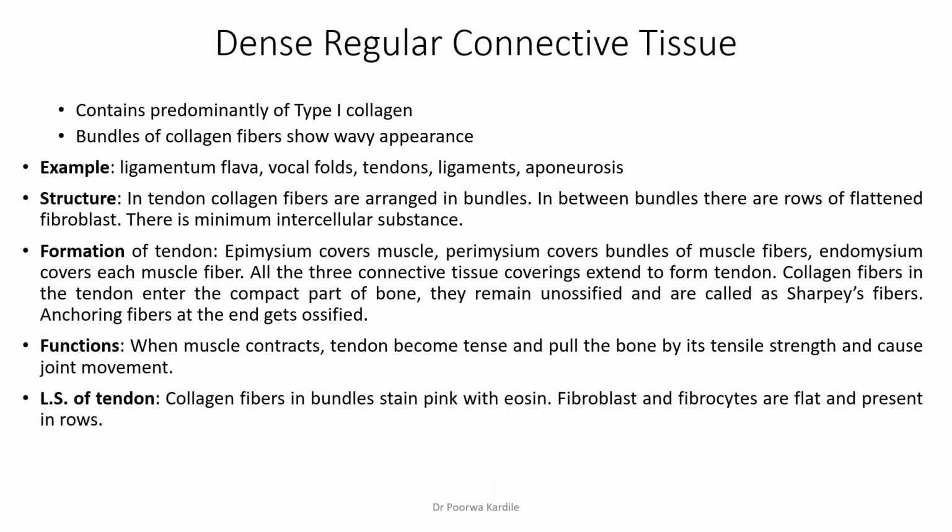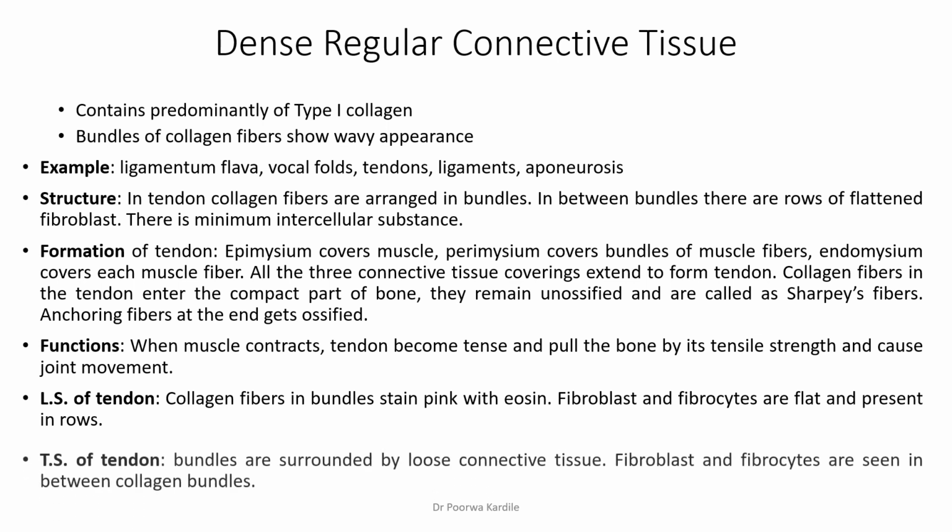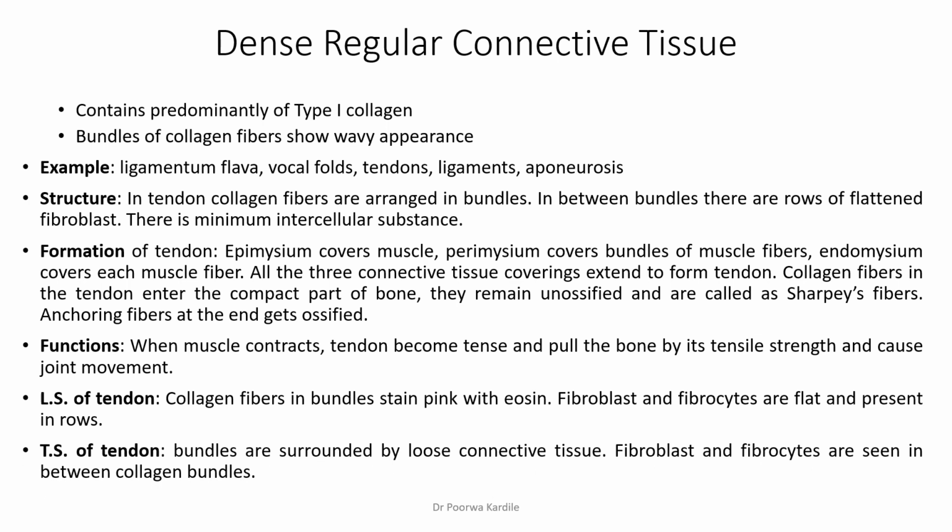In slides we have longitudinal section as well as transverse section of the tendon. In longitudinal section we can see the bundles of collagen fibers which stain pink. In between we can see fibroblasts and fibrocytes. They are flattened, and we can see their violet colored nuclei in rows. The transverse section mainly shows the supportive framework of connective tissue. Here the bundles are surrounded by loose connective tissue. Again we can see fibroblasts and fibrocytes in between the collagen bundles.